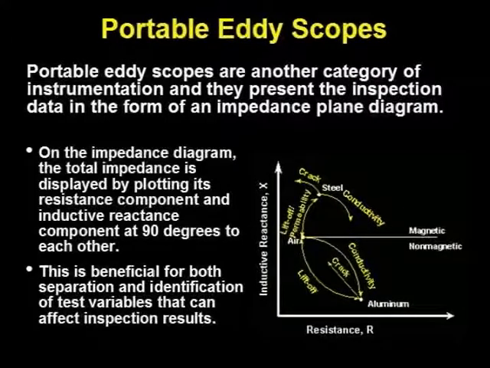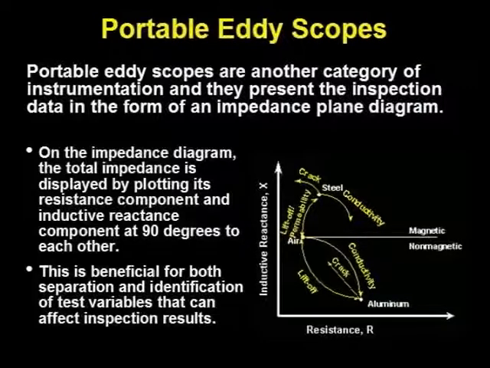Since the coil response consists of two components, resistance and inductive reactance, the response is often displayed on an impedance plane. Each point on the plane corresponds to a specific combination of resistance and inductance. The point on the impedance plane changes as the impedance of the coil changes. These changes can be used to detect many different conditions. When the coil is not near the conductor, the point on the impedance plane is often referred to as the air point.